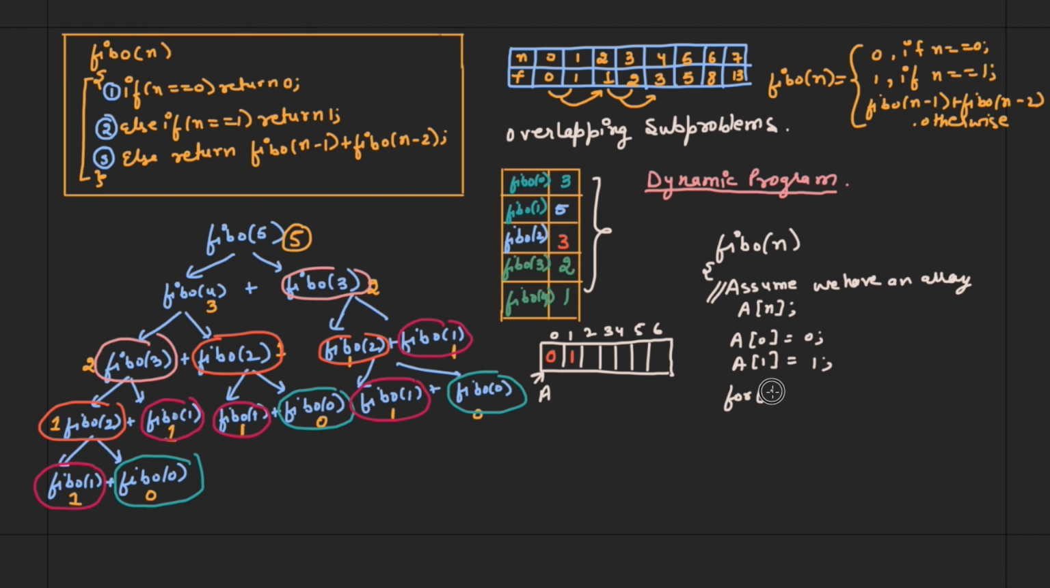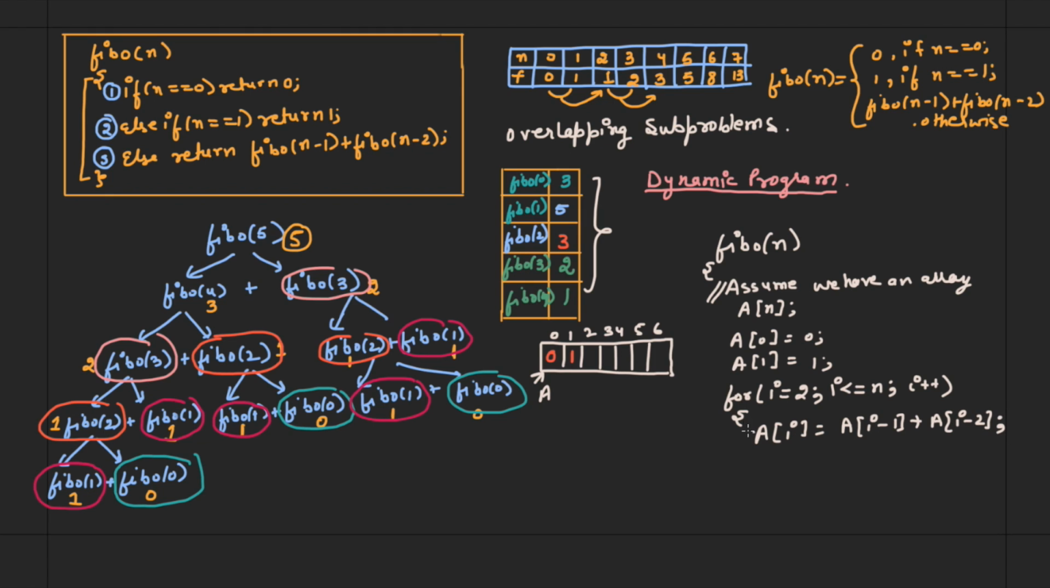For i equal to 2, i less than or equal to n, i plus plus, because if you want to find the Fibonacci of n, then we need that index location. When I'm saying assume we have an array A of n, just assume that we created that array from index location 0 to n. The last index location is n, just for simplicity. So the Fibonacci of a number i is A of i minus 1 plus A of i minus 2.